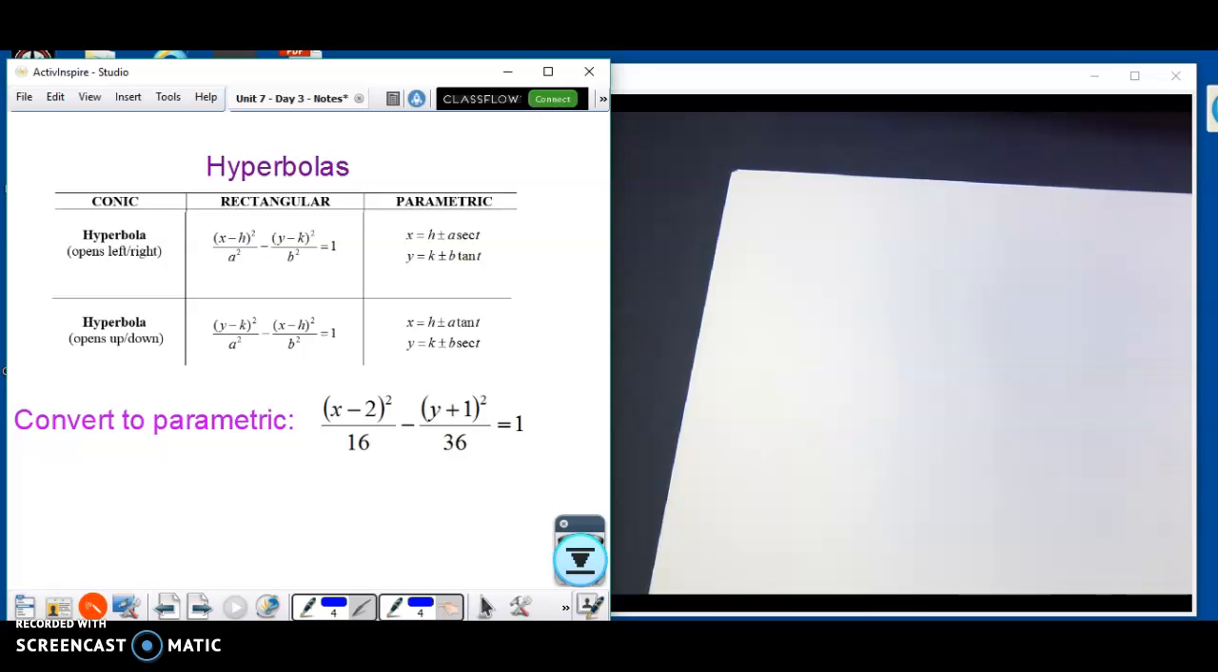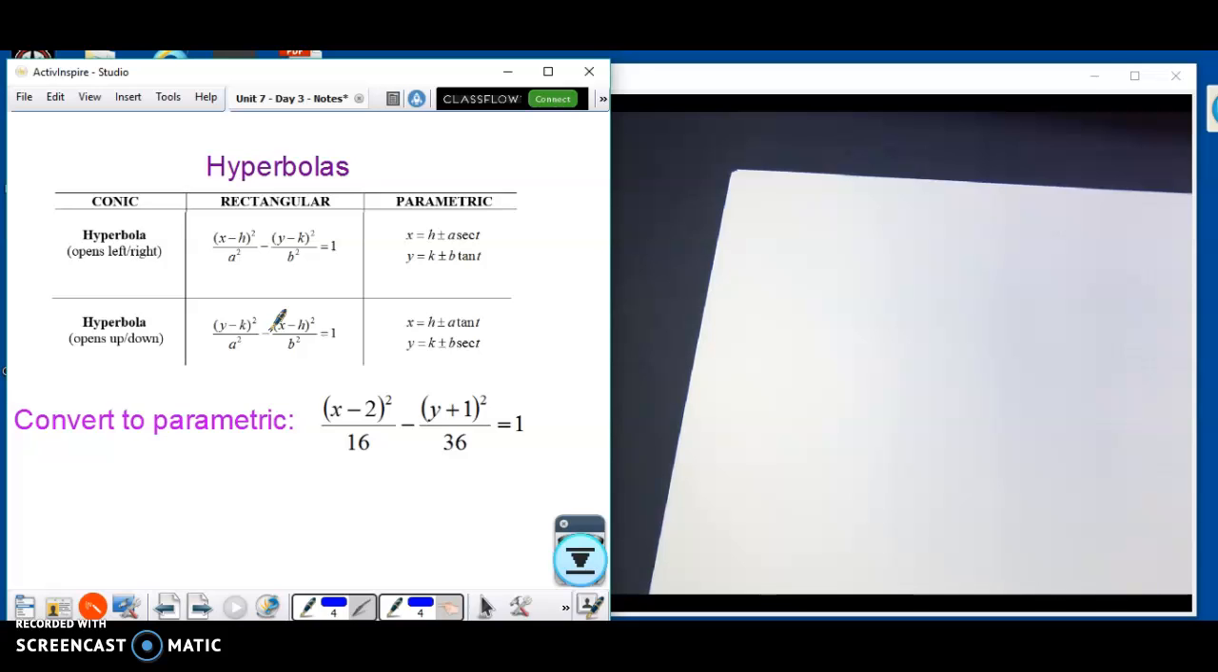Okay, so our last common section that we have is hyperbolas. If you take a look at the chart here, if you remember, hyperbolas look a lot like an ellipse except with subtraction in the middle. In this case for hyperbolas, C is your biggest value, so it doesn't matter if A or B is bigger.